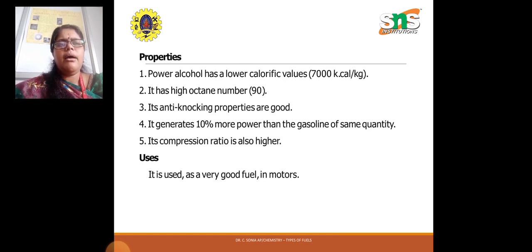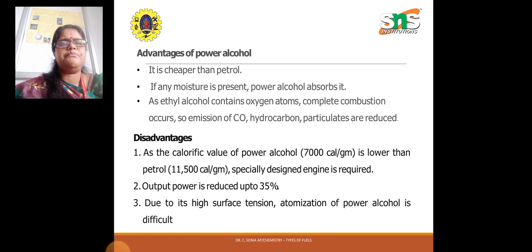Properties: power alcohol has a low calorific value, 7000 kilocalories per kg. It has a high octane number, that is 90. Its anti-knocking properties are good. It generates 10% more power than the gasoline of the same quantity. Its compression ratio is also higher. It's used as a very good fuel in motors.